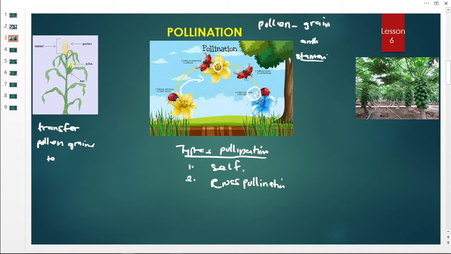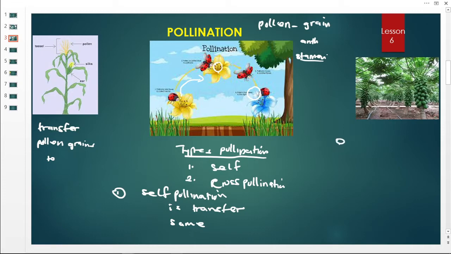Now we have two types of pollination: self-pollination and cross-pollination. Let us look at self-pollination. As you get from the word self, it is the transfer of pollen grains from the anthers to the stigma of the same flower. Pollination is the transfer of pollen grains from the anthers to the stigma, then self-pollination is the transfer of pollen grains from the anthers to the stigma of the same flower.